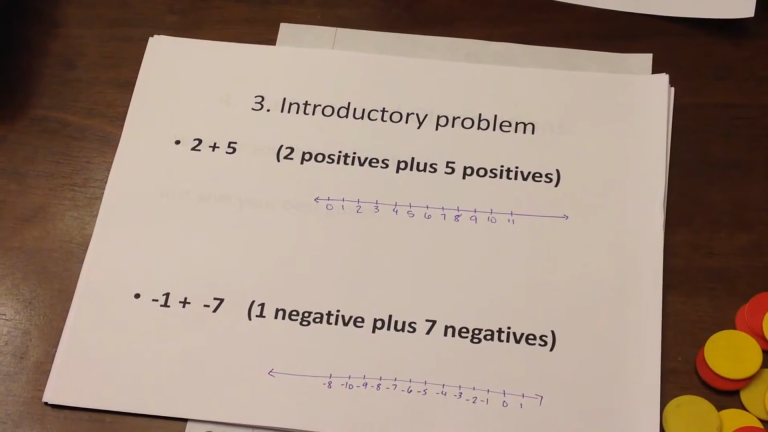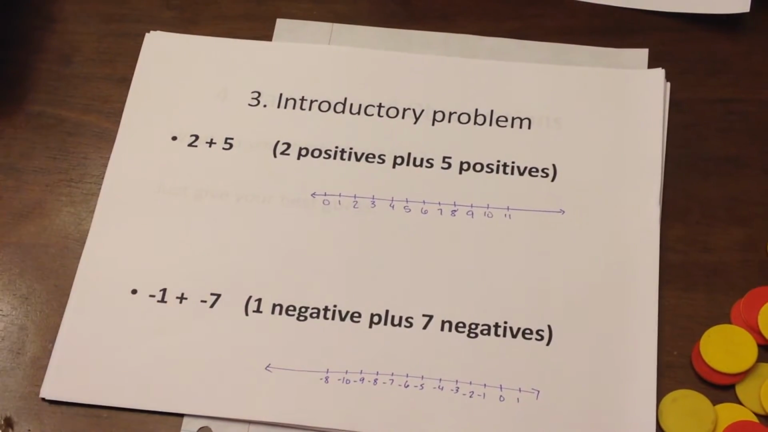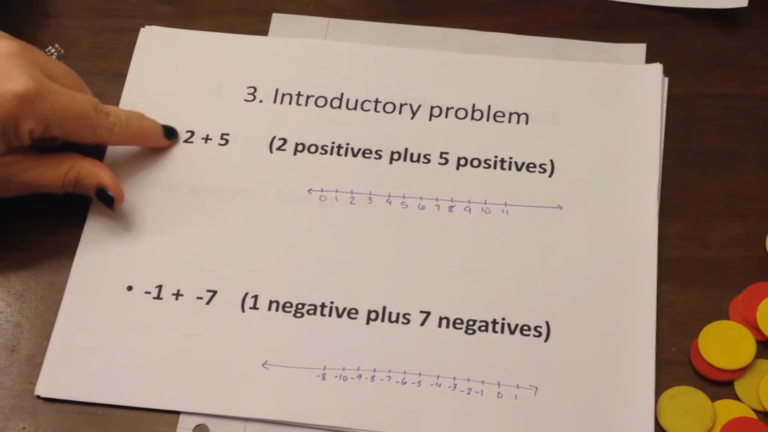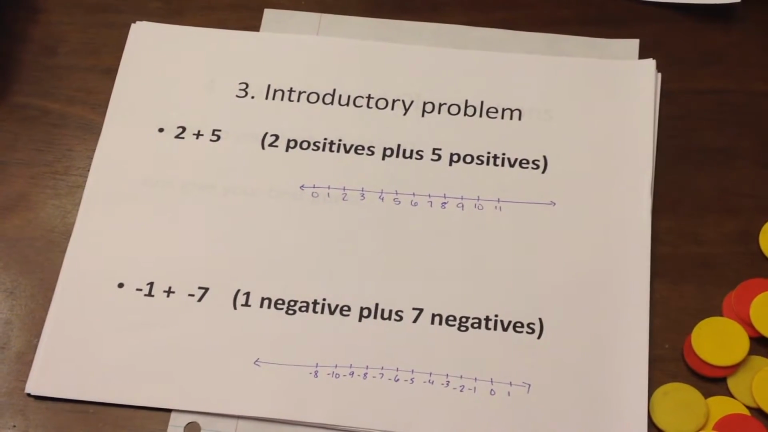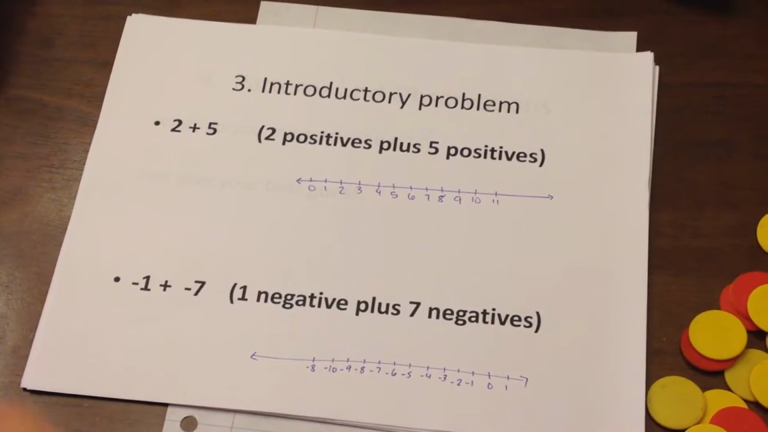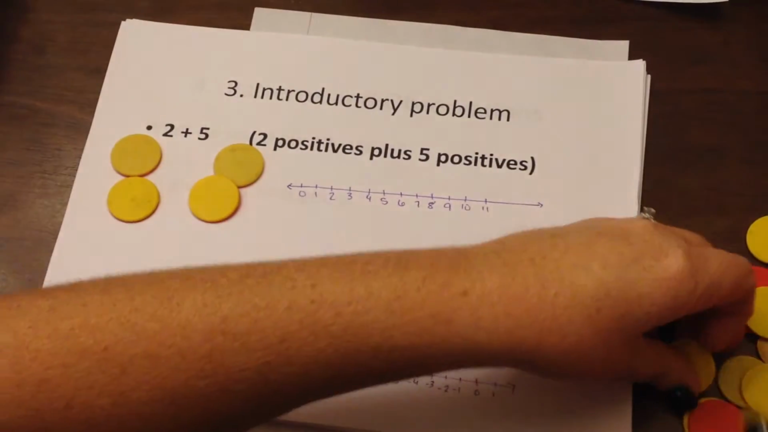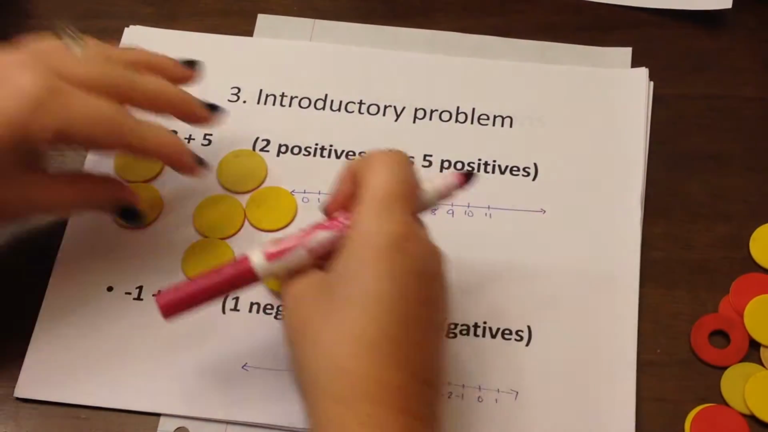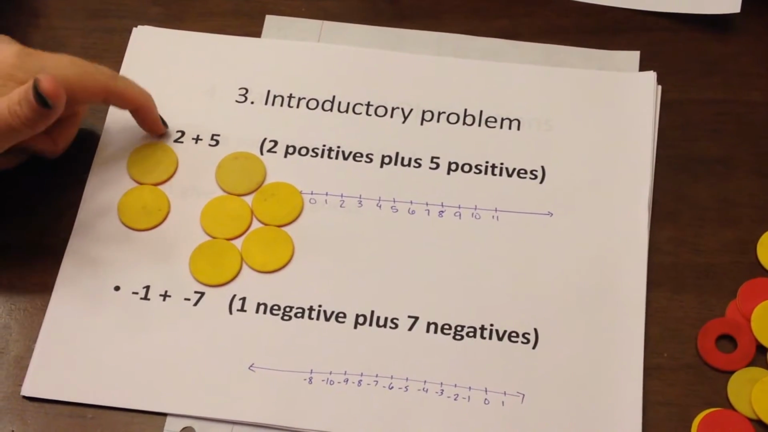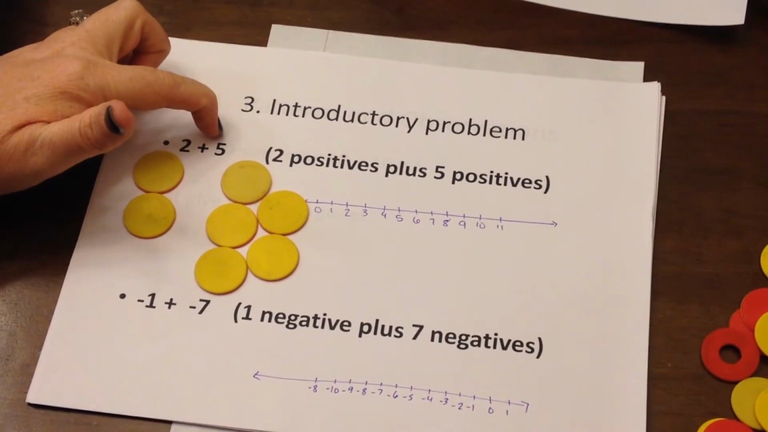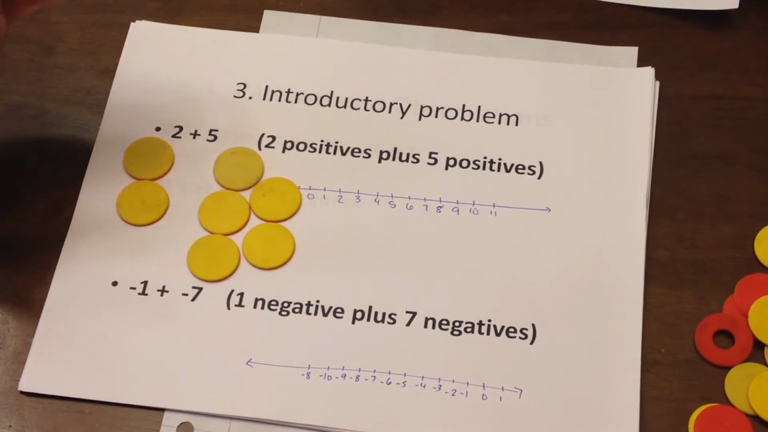Okay, your introductory problem today, I will solve the first one and you solve the second one. So the first one says 2 plus 5. This would be 2 positives plus 5 positives. They are both the same sign. So you could represent it with integers, 2 plus 5 positives. We learned last week when the signs were the same, our answer was the same sign. If these were both positives, my answer would be positive and I just add them together. So 2 plus 5 would just be 7.